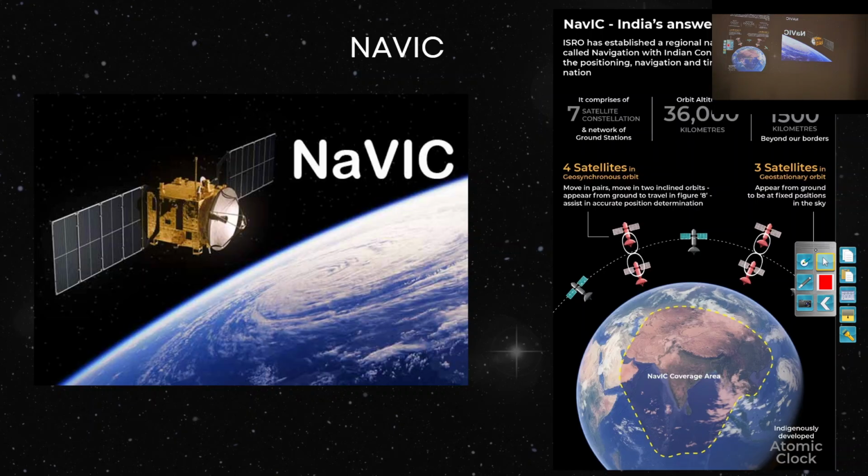3 satellites are in geostationary orbit, and 4 satellites in geosynchronous orbit. So it has a total of 7, and it will give regional coverage of this much area. But GPS, which is from the USA, covers the entire Earth. And we have Russia's GLONASS, which also covers the entire Earth. India's and Japan's are only regional coverage.